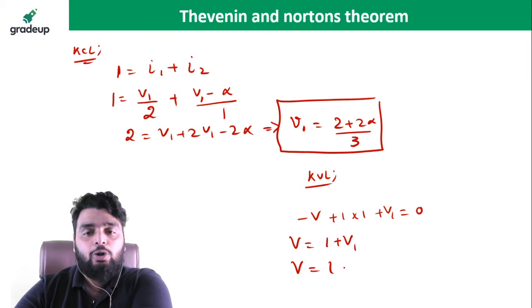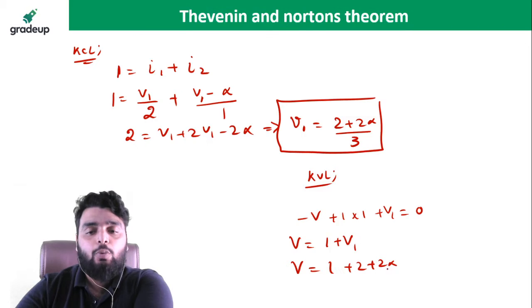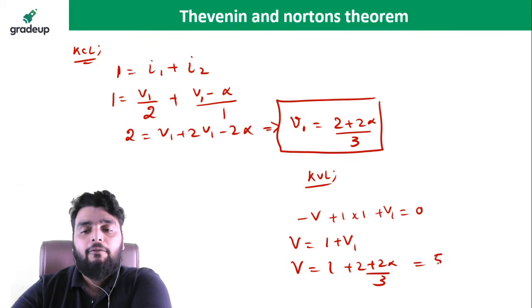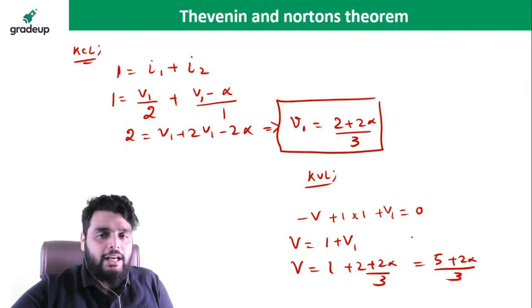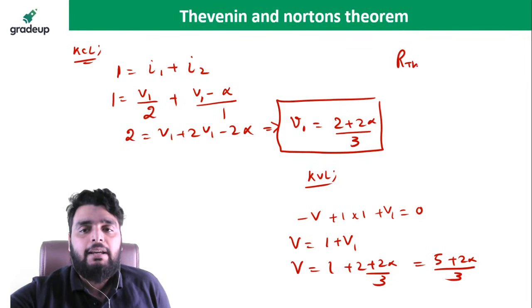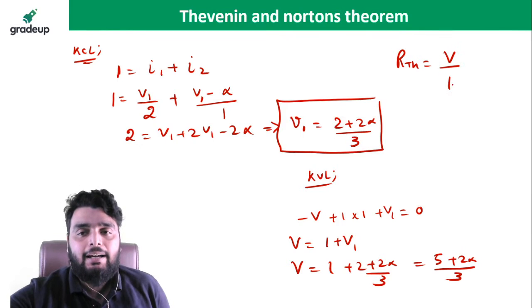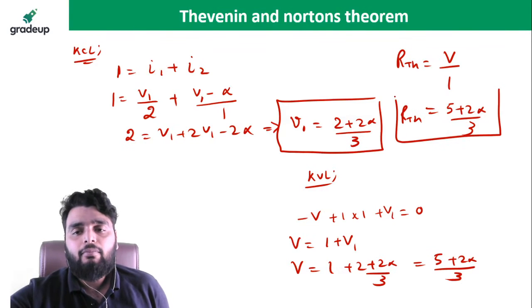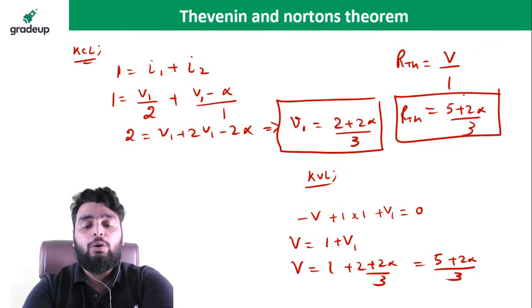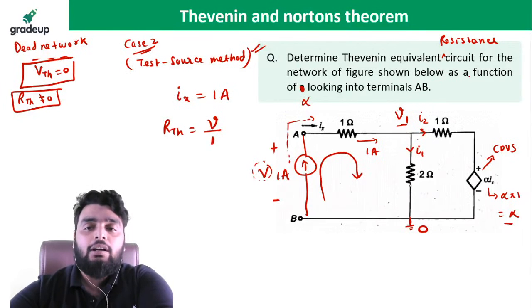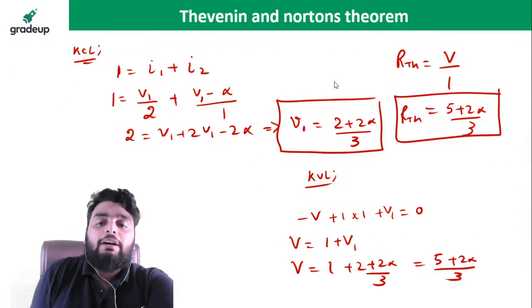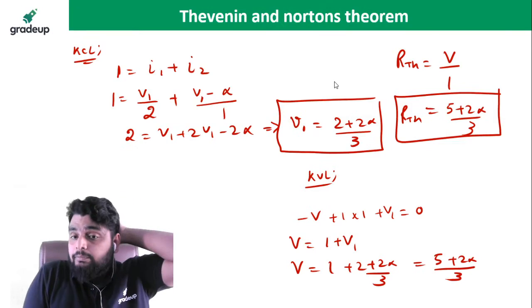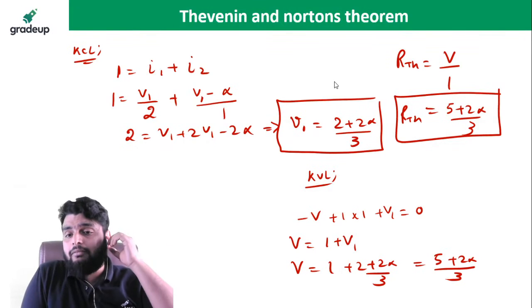The voltage comes out to be 1 plus 2 alpha by 3. It becomes 5 plus 2 alpha by 3. Yes or no? This is the voltage. Finally, RTH will be voltage divided by current, which is 5 plus 2 alpha divided by 3. This is the answer, because they told you to find it as a function of alpha. So as a function of alpha, RTH is this one.